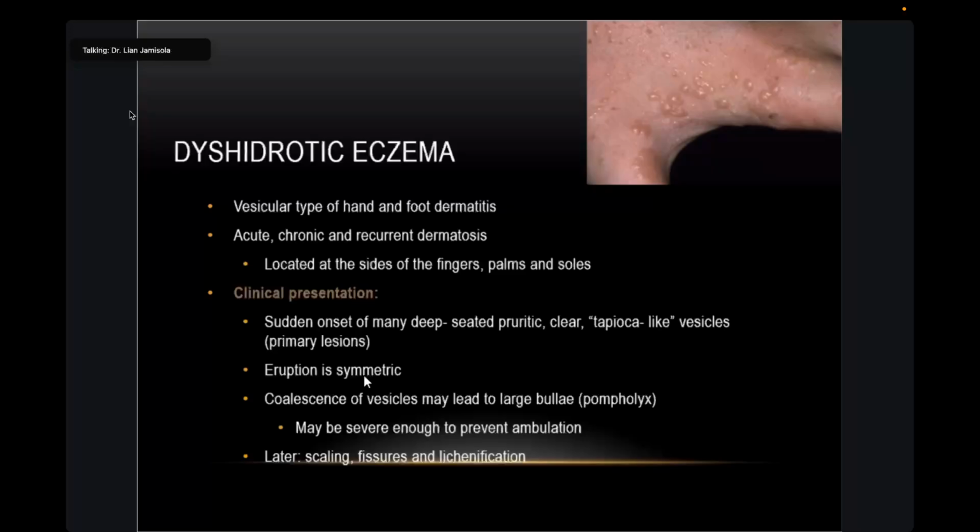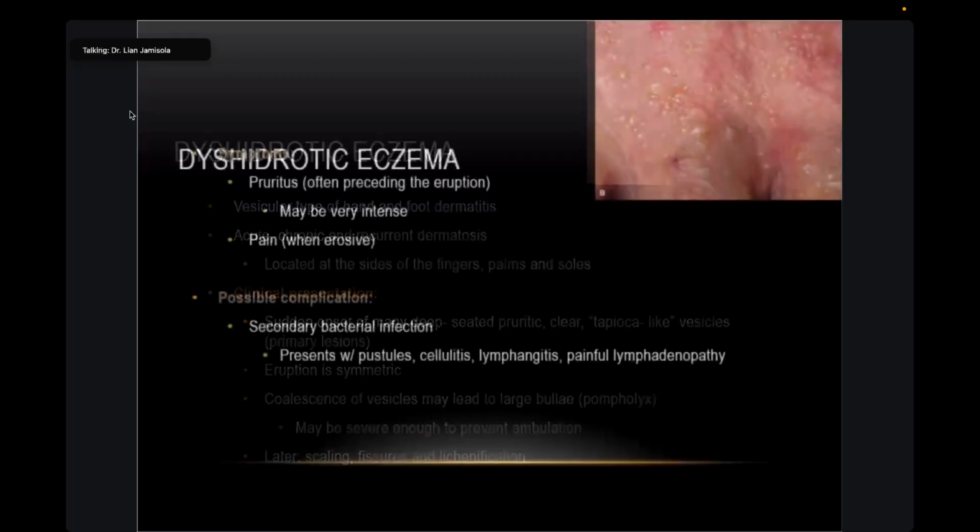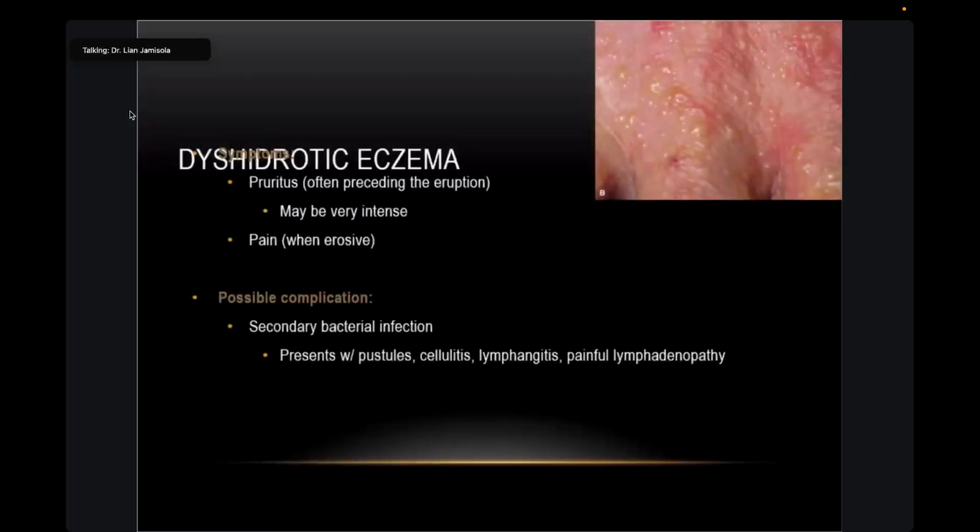And if you have coalescence of vesicles, like nagtabi-tabi yung small vesicles to become a large bullae, we call that pompholyx. When this occurs, especially sa feet, sometimes it's too painful already that patients have difficulty ambulating. Okay, so in dyshydrotic eczema, your pruritus usually precedes the eruption, no? So patients kating-kati siya, they scratch, and then eventually they'll notice there's appearance of these deep-seated vesicles because of the intense pruritus. And then if you erode the vesicles, sa kakakamot na din, then you'll have pain after that.